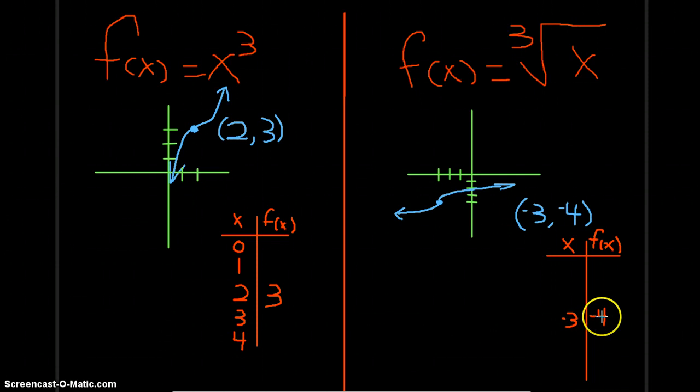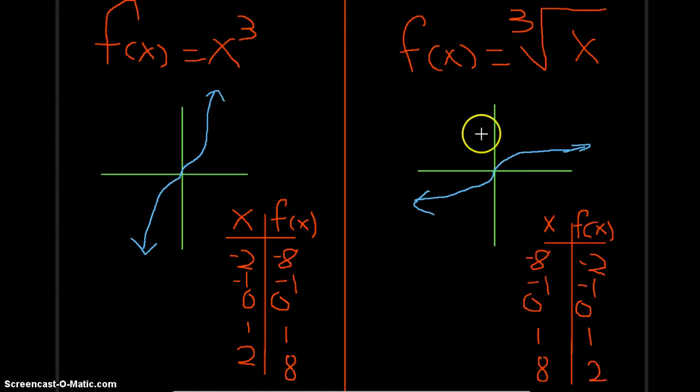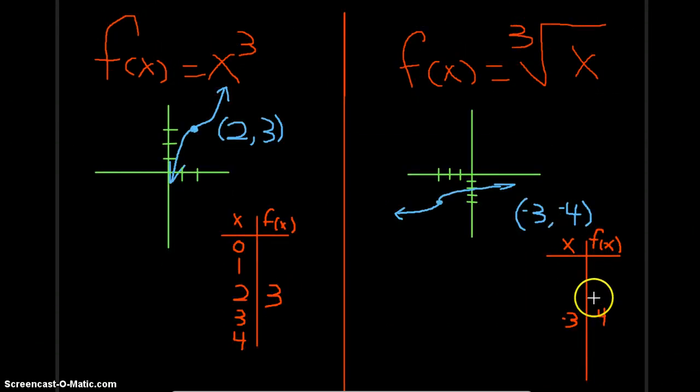I now need to get some values for my cube root function. And if we look at the previous graph, we notice that over here, we go down 1 and down 2 on our f of x values, and up 1 and up 2 on our f of x values. So I'm going to do the same for my f of x values on this table, and I'm going to fill it in with -5 and -6. I went down once from -4, I went down twice from -4. Then I'm going to go up once and up twice.